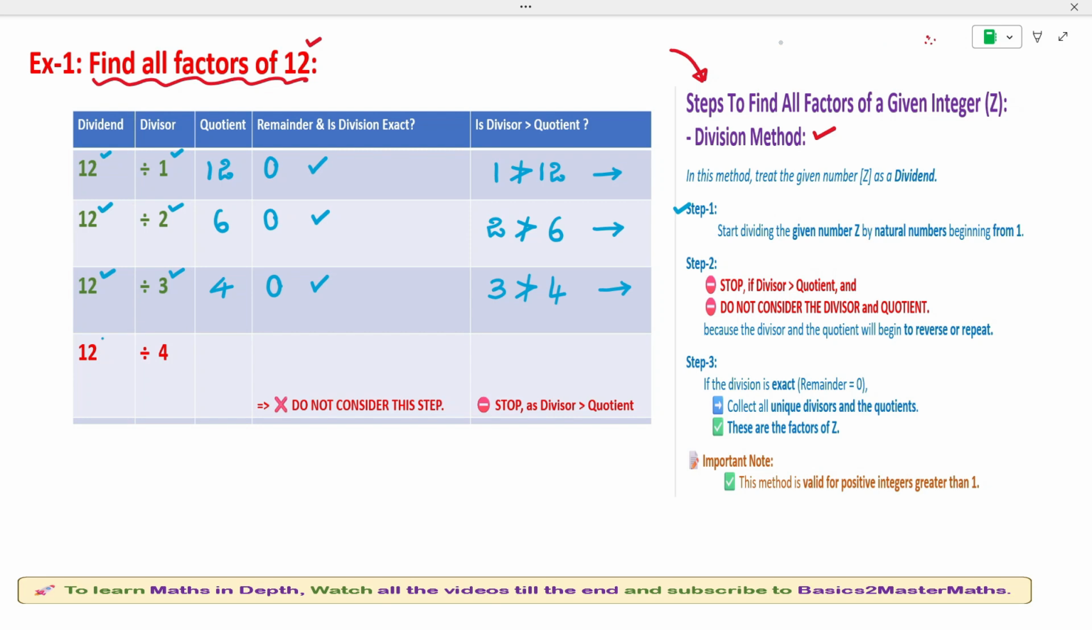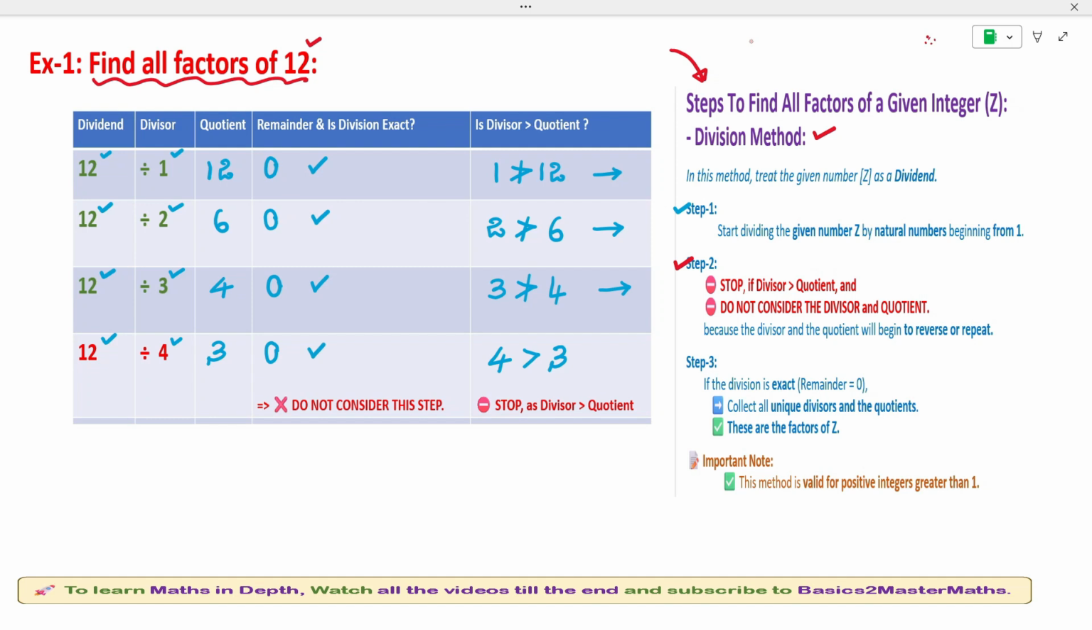When we divide 12 by 4, we get 3 as the quotient and 0 as the remainder. So, this division is exact. In this case, the divisor 4 is greater than the quotient 3.